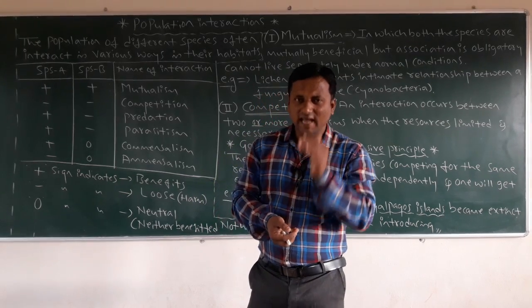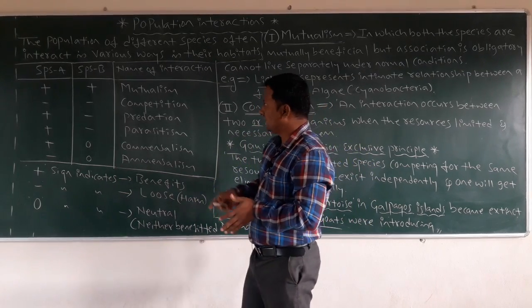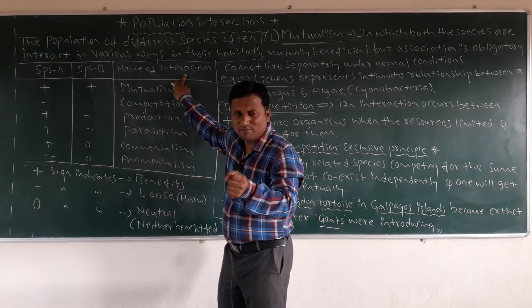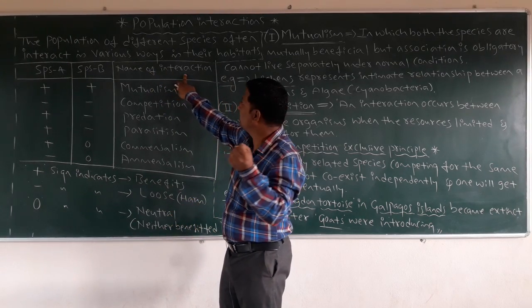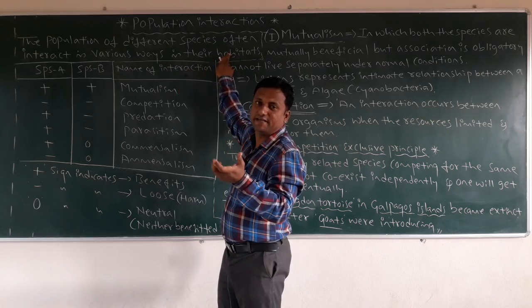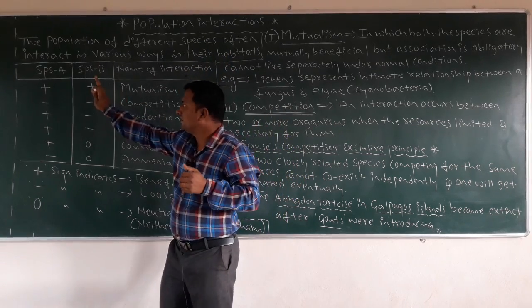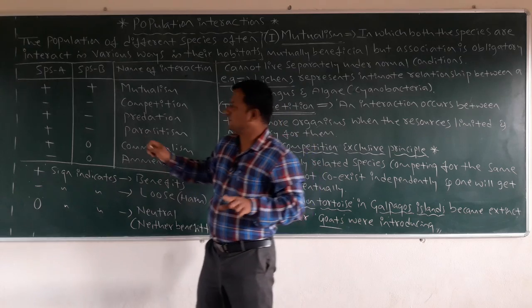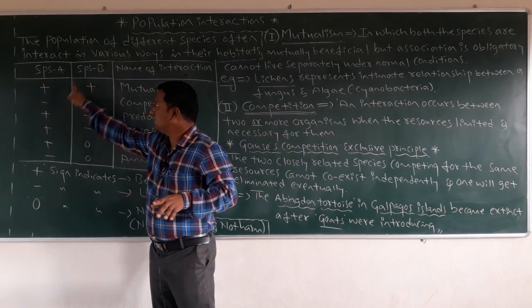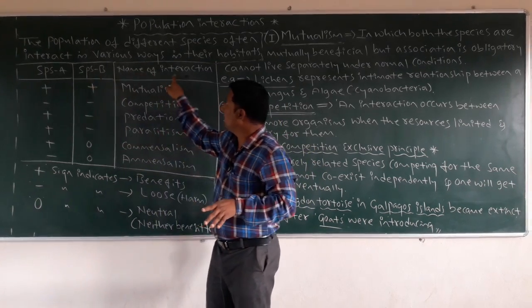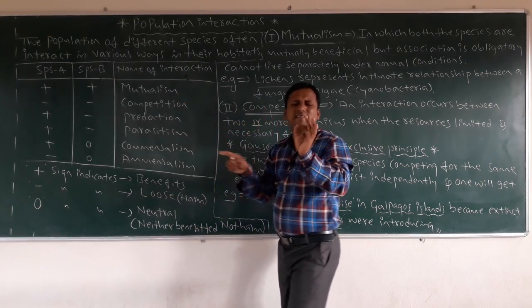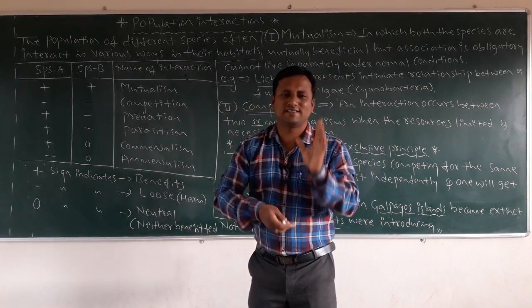So based on those conditions, we have different types of interactions. Just come, what are those different ways in their habitats? The first one is this table, where they mention species A, species B and name of interaction. Dear students, it's very simple, easiest for understanding.